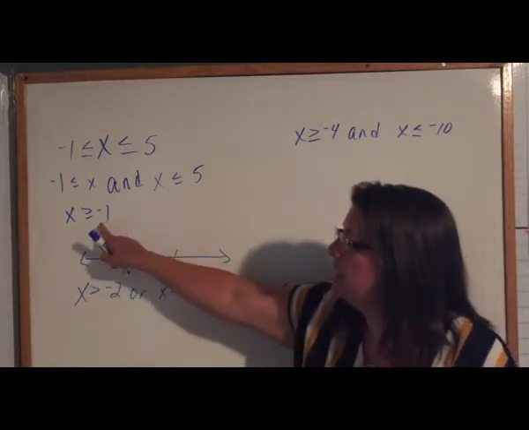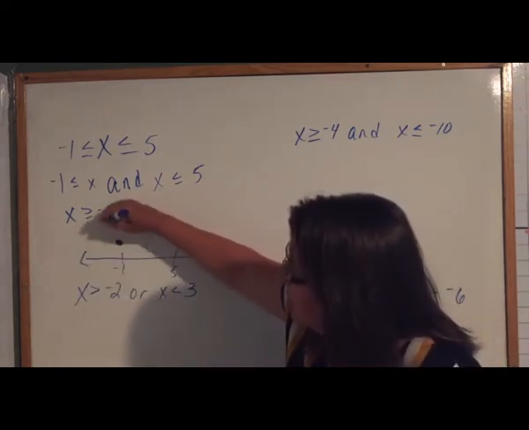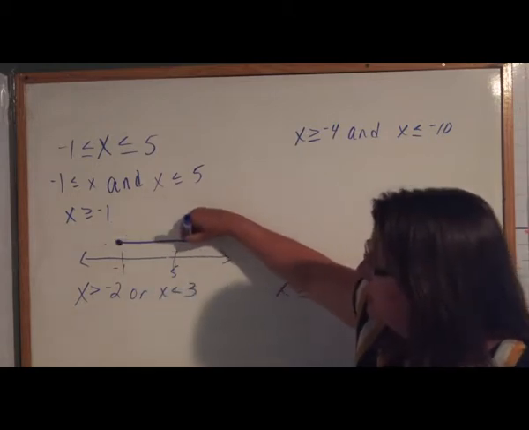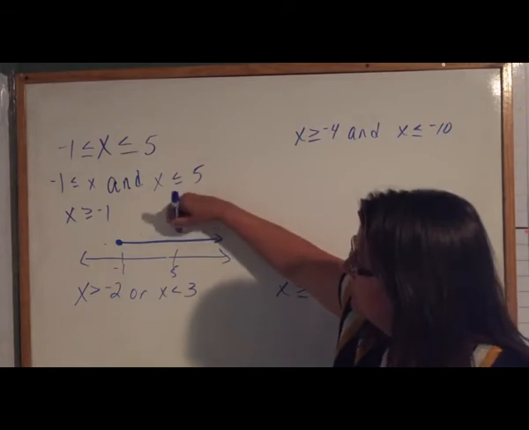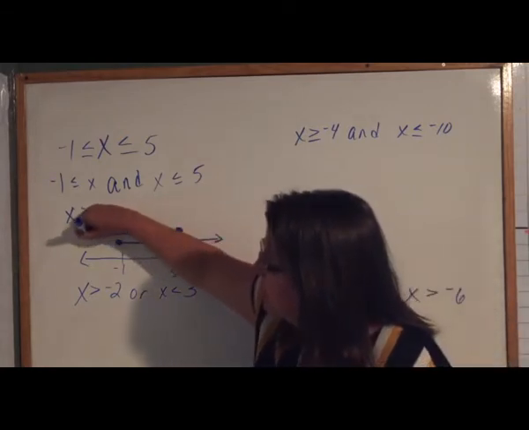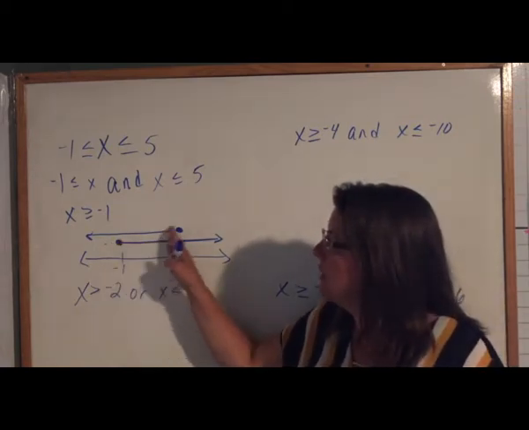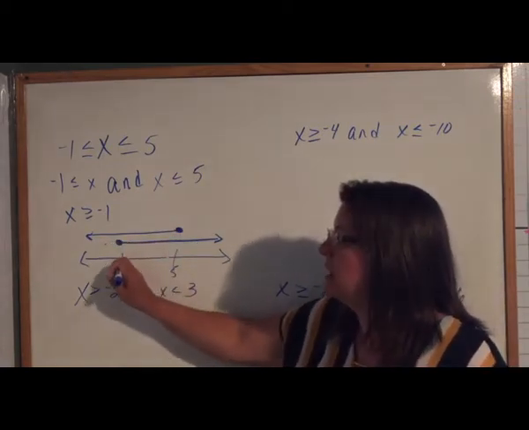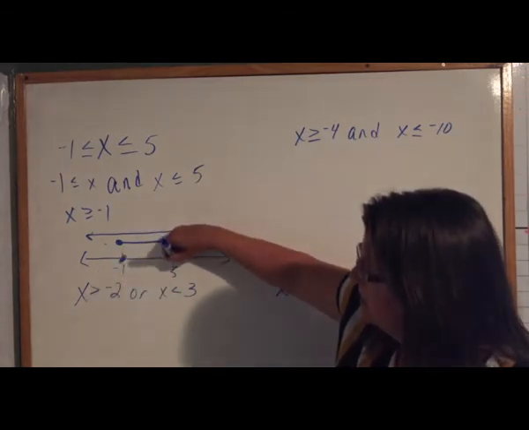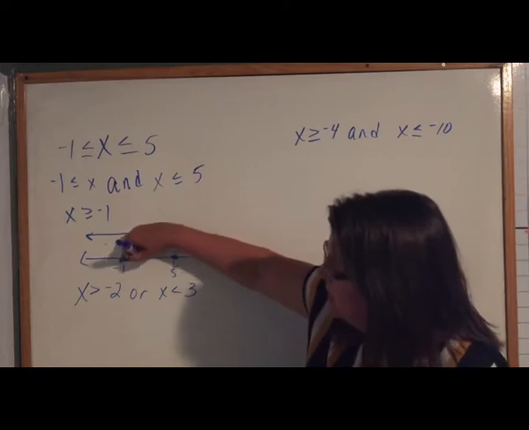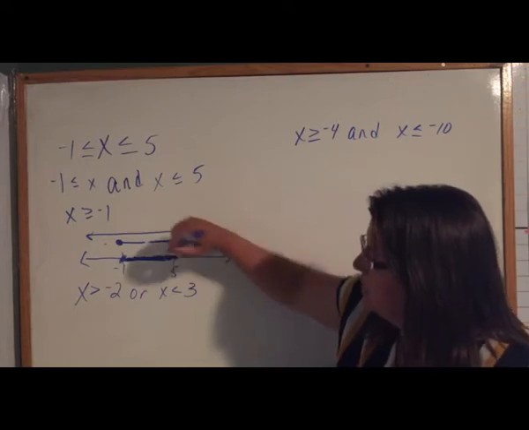At -1, I have a closed circle, and it's shaded to the right. At 5, I have a closed circle. It's shaded to the left. And you see I have overlap between those two solid dots. So I'll have a solid dot here, a solid dot here, and the overlap is in between those two dots.